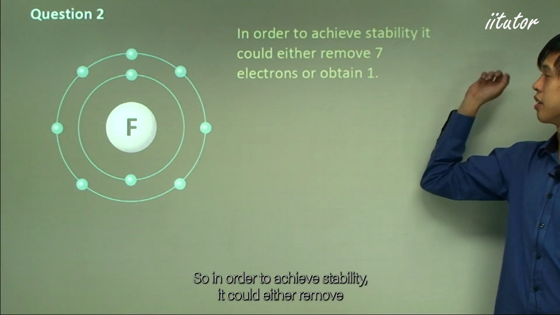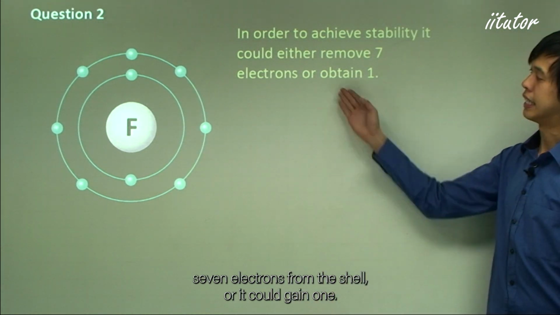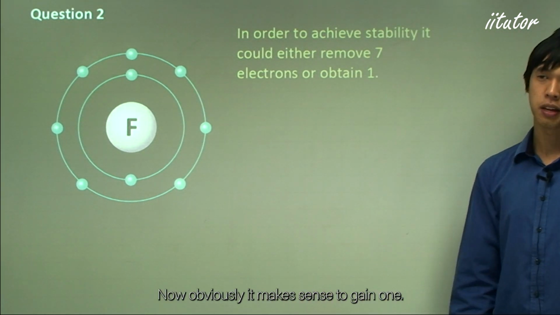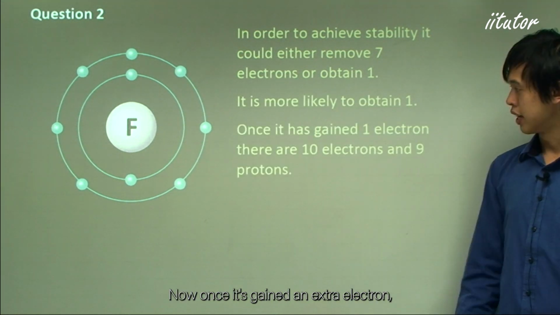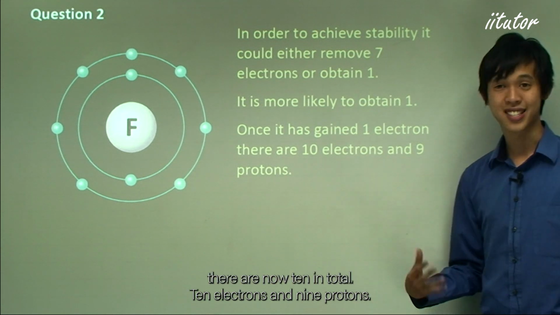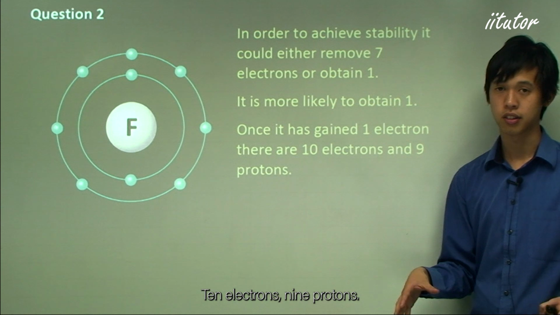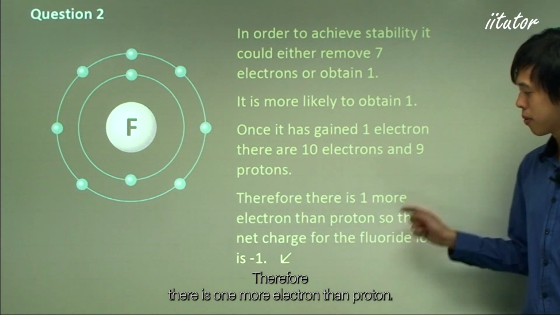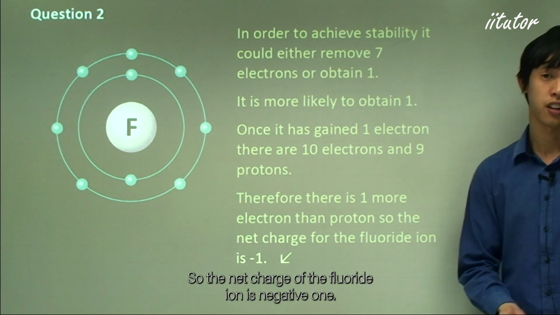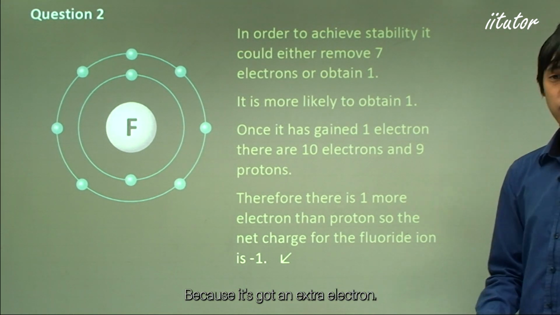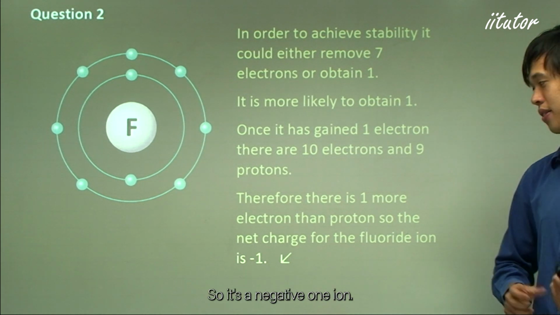Great. So in order to achieve stability, it could either remove 7 electrons from this shell, or it could gain 1. Now obviously it makes sense to gain 1, than give away 7. It's going to gain 1. Once it's gained an extra electron, there are now 10 in total: 10 electrons and 9 protons. Therefore there is 1 more electron than proton, so the net charge of the fluoride ion is -1. Because it's got an extra electron, it has 1 more negative charge than positive charge.